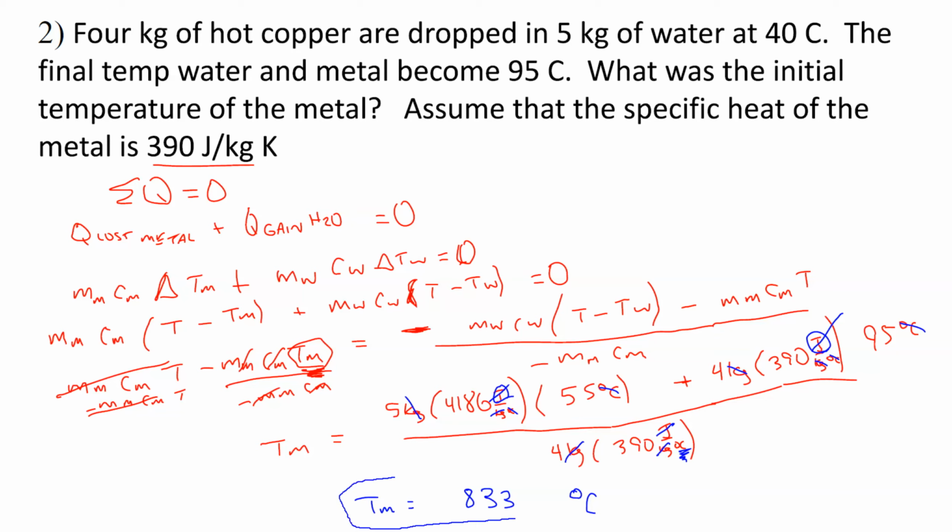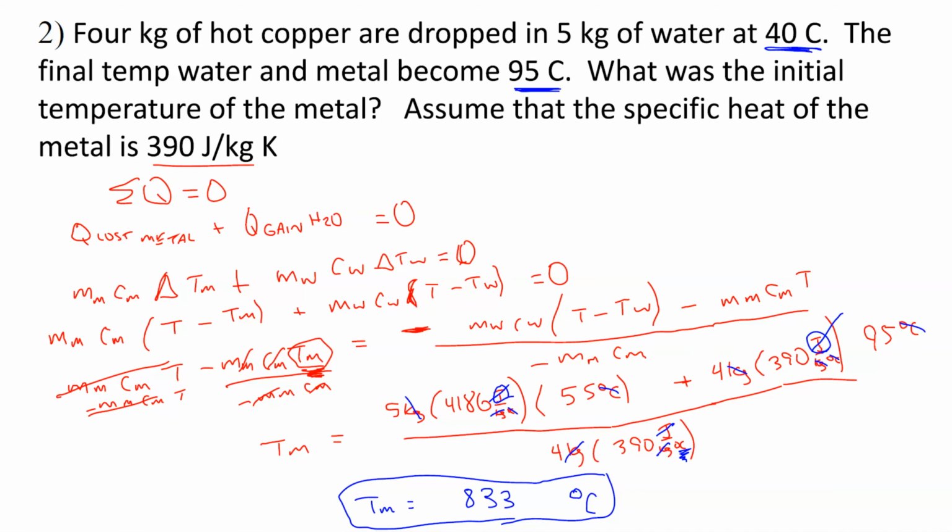Okay. So that's some pretty hot metal there. Remember that water is really hard to heat. It's going to take a lot of heat to raise it from 40 to 95 degrees, just dropping in a chunk of metal. Not even as much metal as you start with water. So it's going to have to be pretty hot to make that happen.